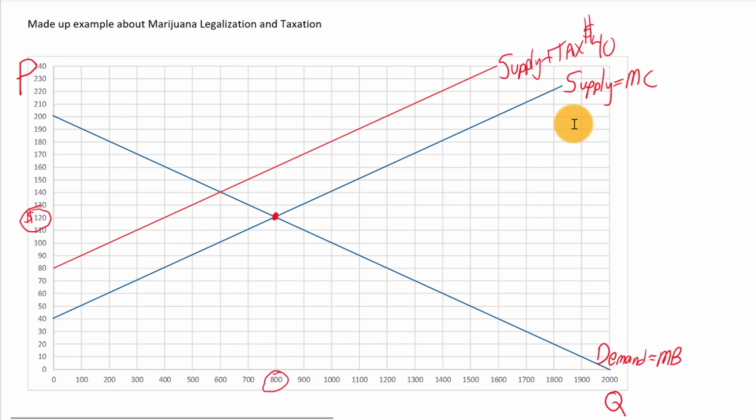What we do is we can read off what the new equilibrium looks like. So the new equilibrium price looks like it would be $140. The new equilibrium quantity looks like it would be 600 units. So one reason for these taxes is to reduce the consumption of things like cigarettes or alcohol, or in this case marijuana. So this would decrease the consumption by 200 units.